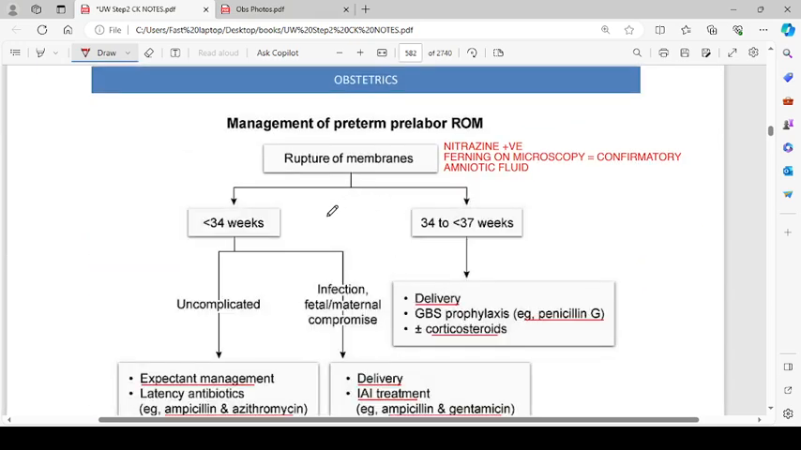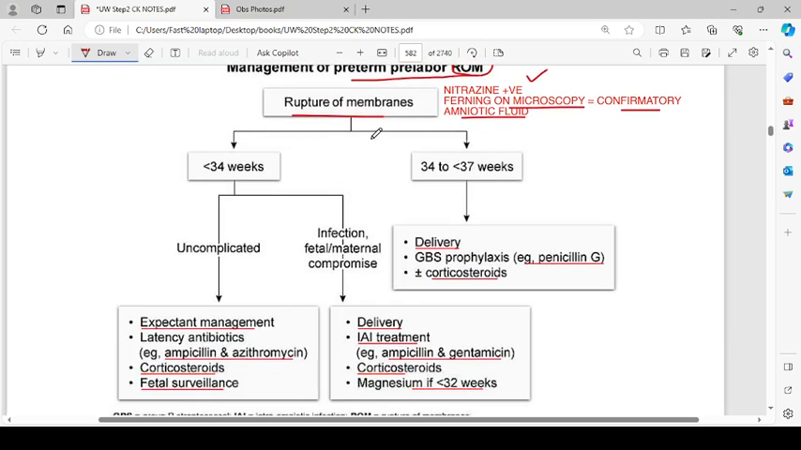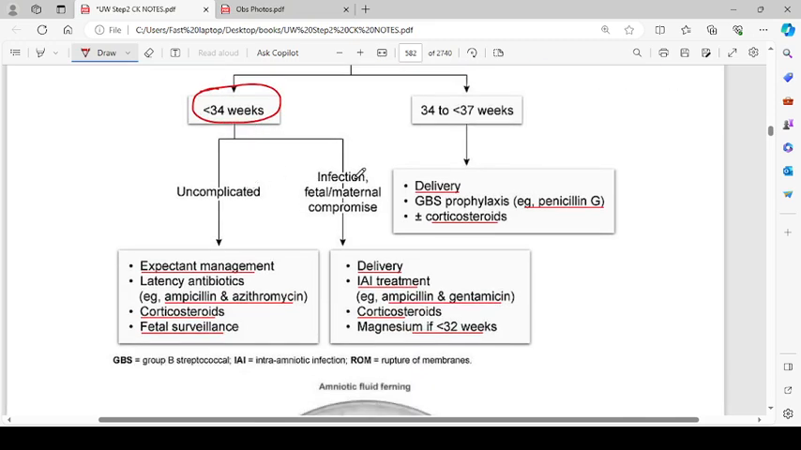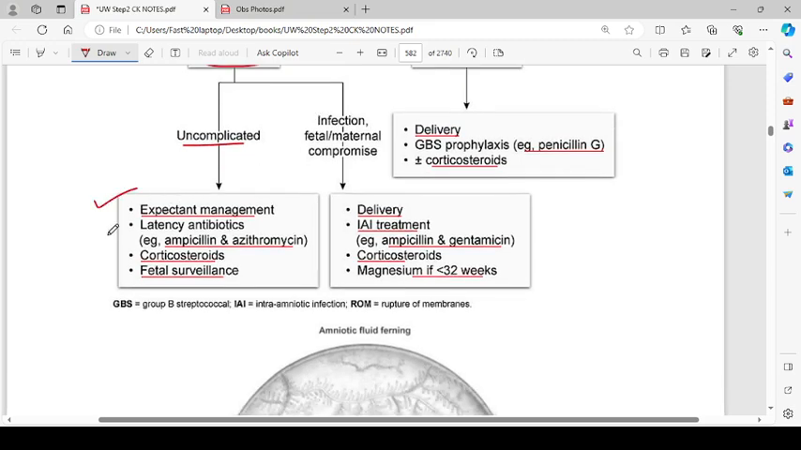Okay. Then management of PPROM, preterm pre-labor rupture of membranes. Rupture of membranes, which is evident by nitrazine positive, ferning on microscopy, that is confirmatory, and amniotic fluid. If it happens less than 34 weeks, check if it is complicated or uncomplicated. If uncomplicated, do the expectant management, latency antibiotics like ampicillin and azithromycin, corticosteroid, and fetal surveillance.